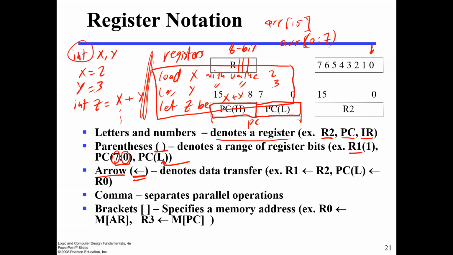The same thing here. To define the flow of data in your system, to write the HDL code, we will use these notations. For the arrow, when I write something like R1 arrow R2, that means load R1 with the value of R2. So it will read whatever is in R2 and load it to R1. Same, we can use the parentheses: load the lower half of register PC with the value of R0.